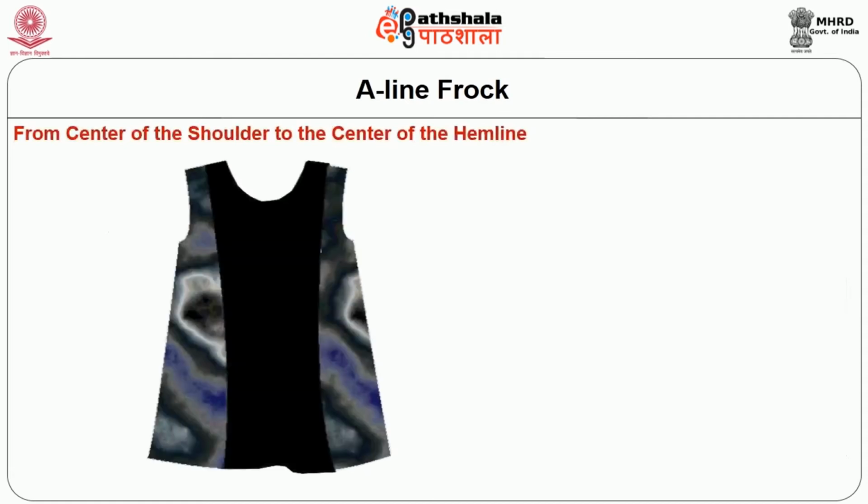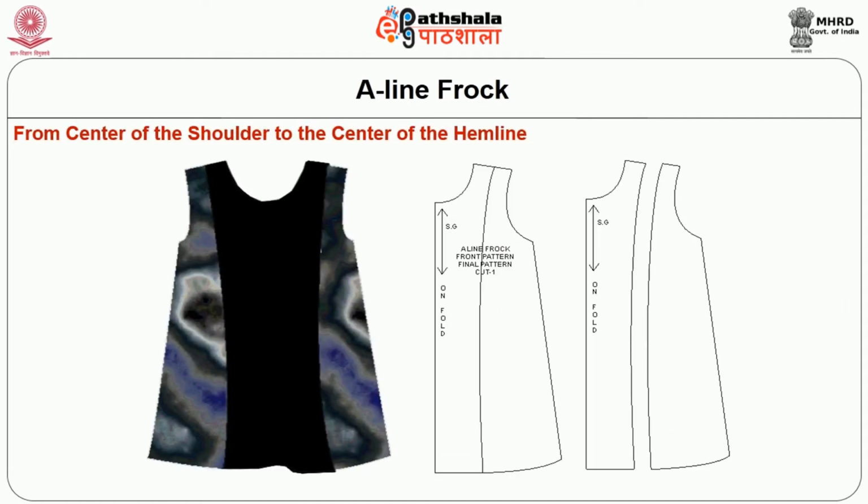Next, we will see the method of creating another type of princess line which starts from the center of the shoulder to the center of the hemline. Here, you may observe the black color for the princess line where it starts from the shoulder line to the center of the hemline. You will have to take the A-line frock front pattern and draw the princess line cut as shown. Cut the pattern along the outline and give seam allowances as we have discussed earlier.